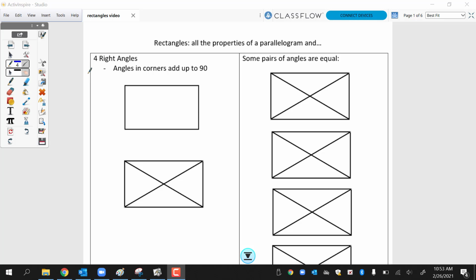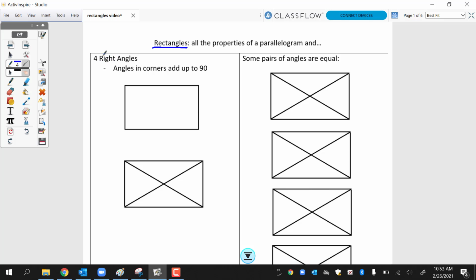Okay, so the next shape we're going to be talking about is rectangles. We know rectangles have all the properties of parallelograms. So the opposite angles are equal, consecutive angles add up to 180, the diagonals are bisected. Plus it has extra properties. So what are the extra properties?